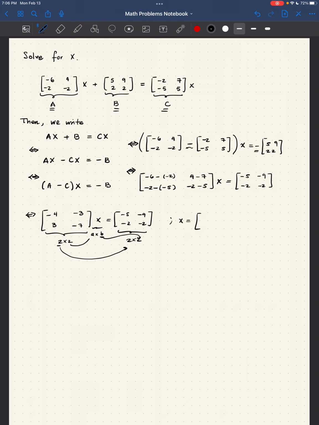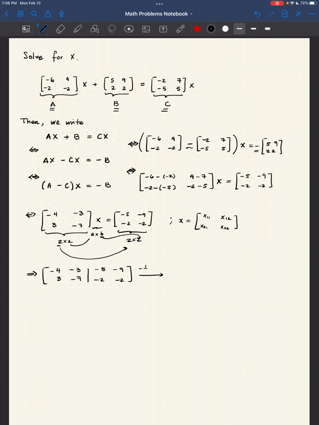So that means that it looks kind of like this: x1,1, x1,2, x2,1, and x2,2. So by performing the matrix multiplication associated with this, we obtain an equivalent augmented system, right? That looks now like this one: negative 4, negative 3, 3, negative 7, augmented with negative 5, negative 9, negative 2, negative 2. So we proceed to a reduction process.